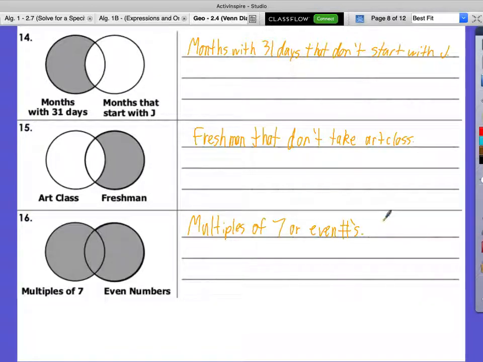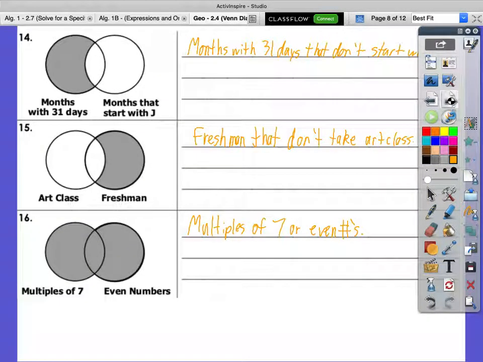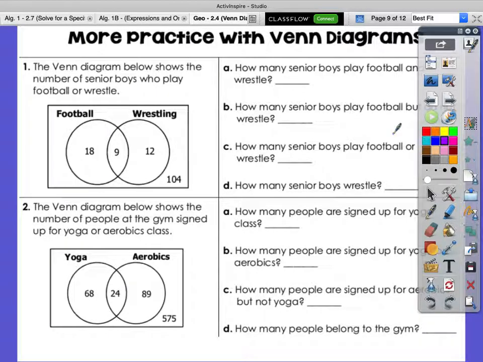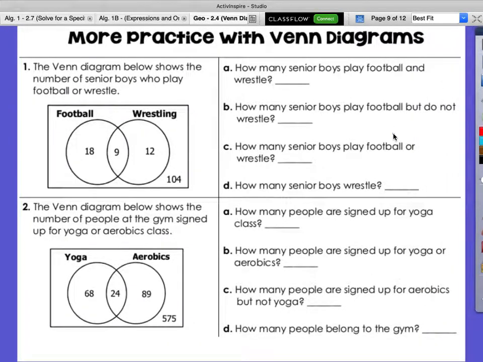Let's go fast. Now we're going to interpret the Venn diagram and figure out the numbers part of it. The Venn diagram below shows the number of senior boys who play football or wrestle. Let me clarify how we view this. There are 18 boys that only play football. There are 12 boys that only wrestle. There are 9 boys that do both.